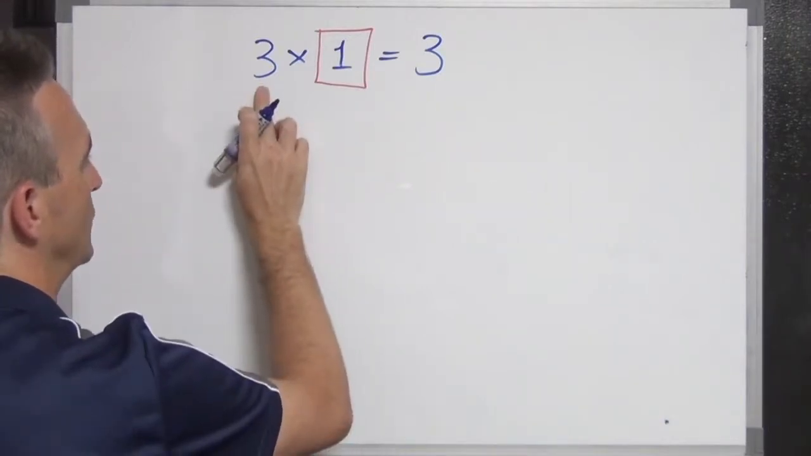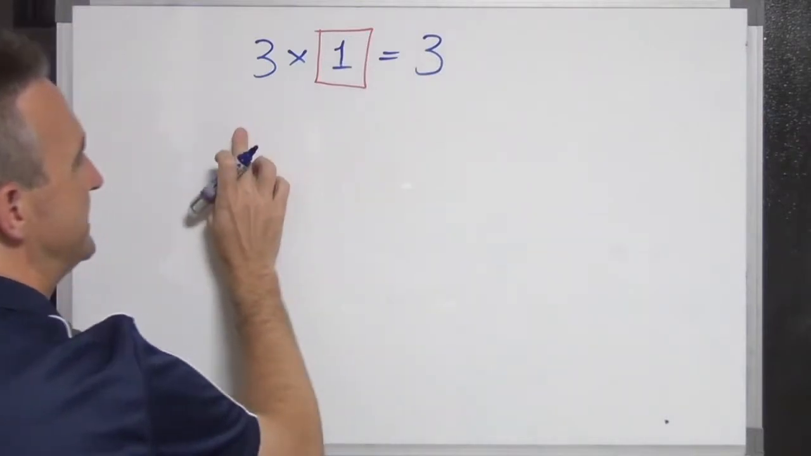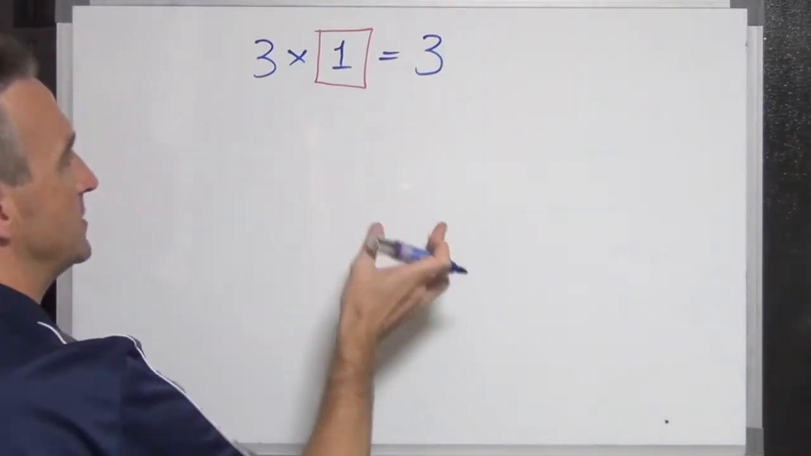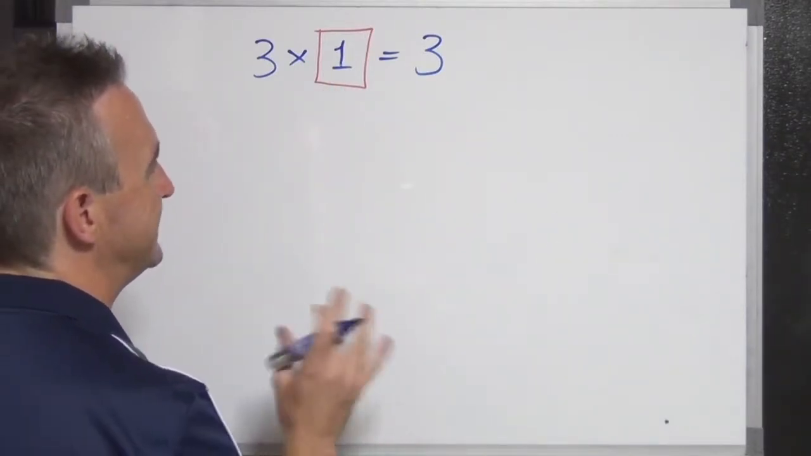Okay, we start with 3, we multiply 3 by a number, and the 3 keeps its identity. Whatever it is here ends up here as well. And whenever that happens, it's called an identity property. And 1 is called the multiplicative identity.